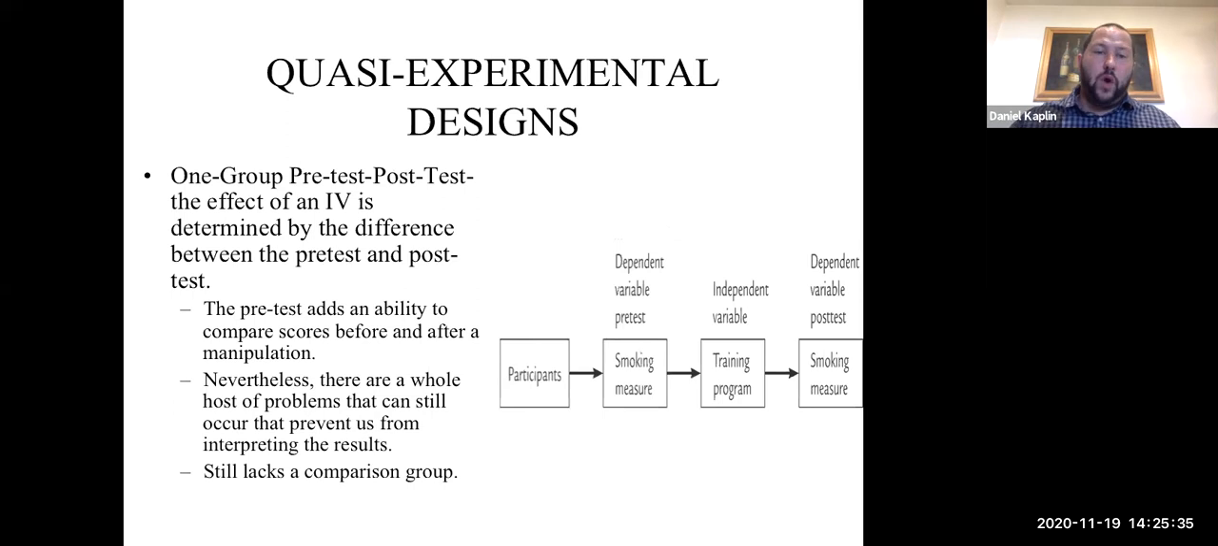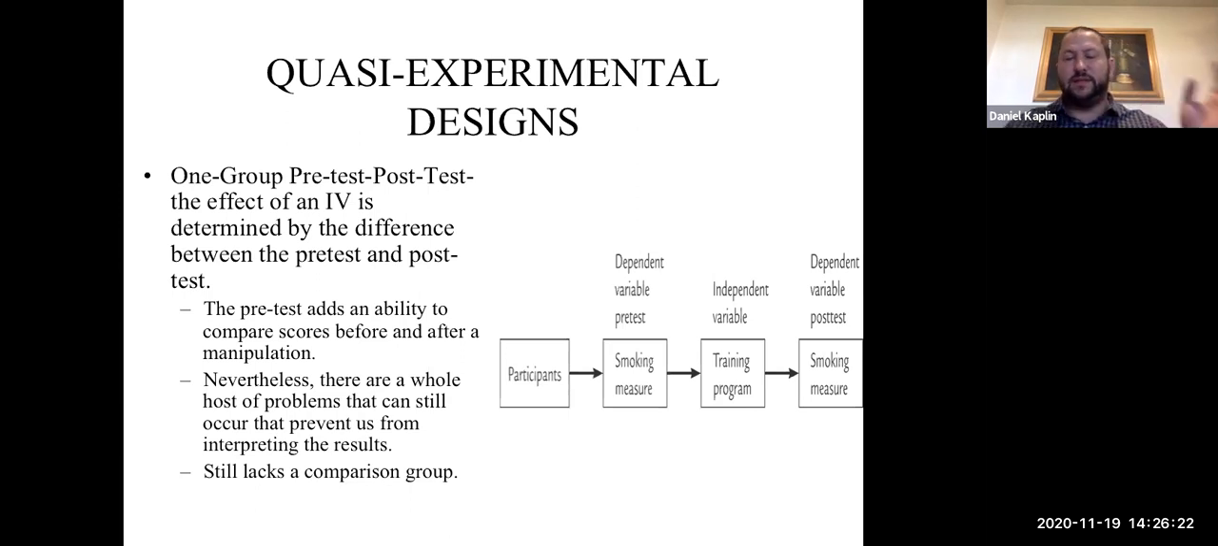Then we have the one group pre-test post-test design. So now we're measuring the dependent variable before and after introducing the independent variable. So let's say we wanted to see if our smoking cessation program was effective. We might want to see, well, how much did you smoke before the program and how much did you smoke after the program? The problem is that because we still don't have a comparison group, there's no way to be certain that the program was what caused this change or whether something else happened.